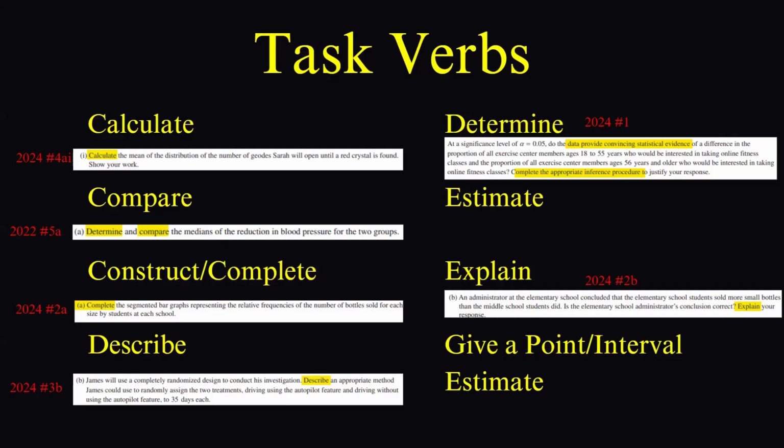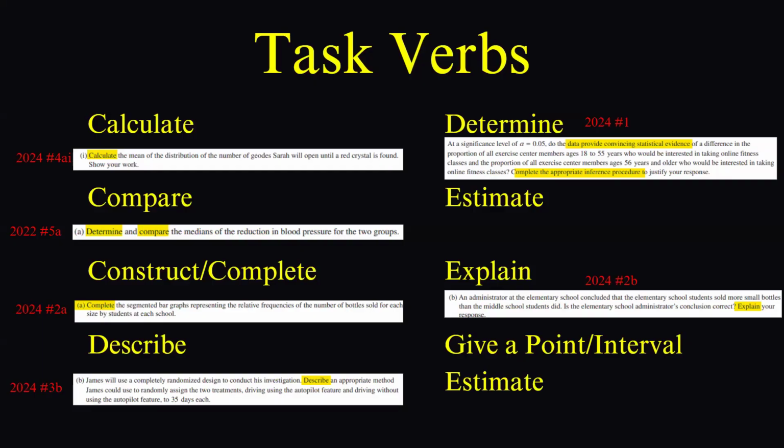The next one we're going to look at is determine, and this is where you're going to use calculations or statistical reasoning to find values or support a conclusion. Oftentimes you'll see things worded like determine whether there is convincing evidence or determine if the conditions for inference are met. In this example here was a full 4-step process inference problem. It asks you right in the beginning, does the data provide convincing statistical evidence? And then even at the end, they tell you complete the appropriate inference procedure.